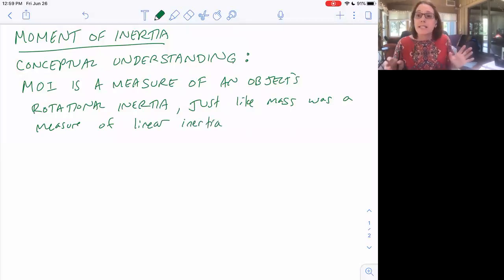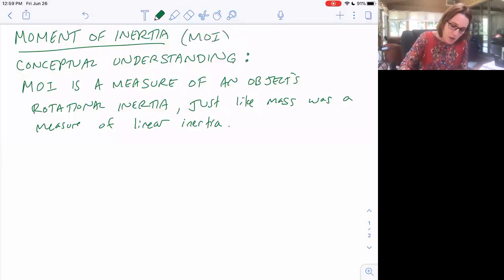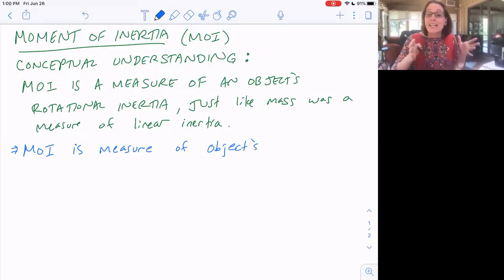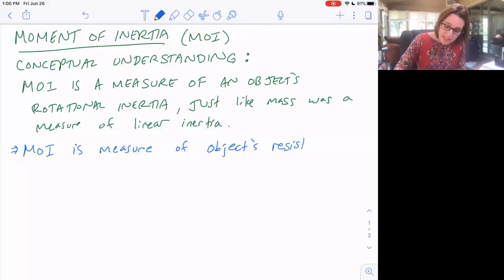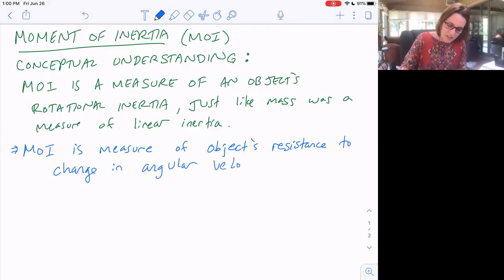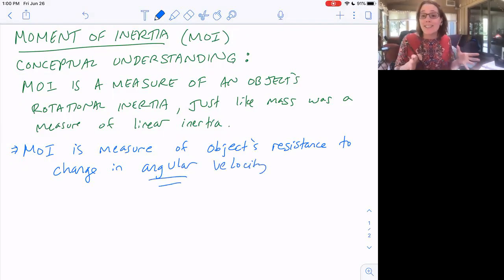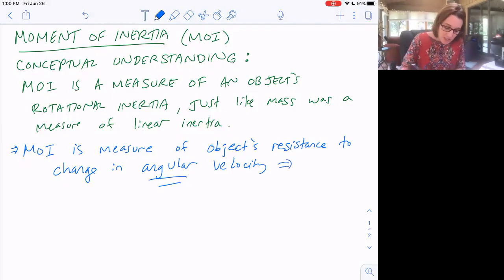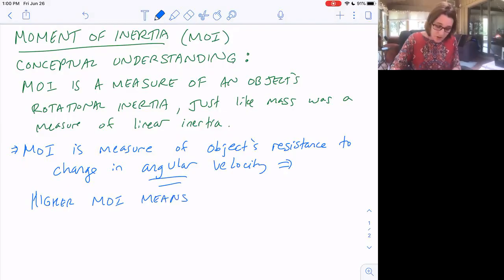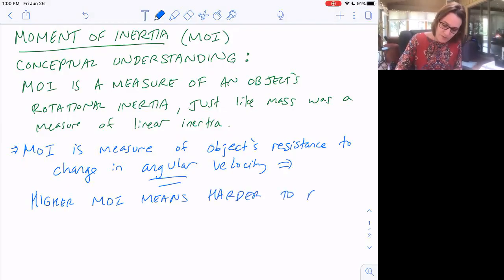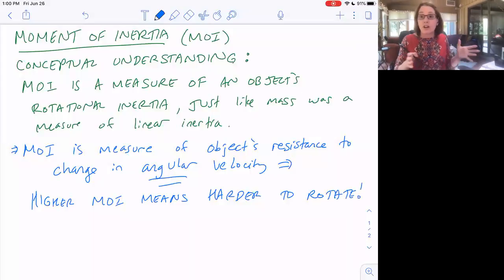So really what it is, moment of inertia, and we often just write this as MOI, is a measure of an object's resistance to change in its angular velocity. So how hard is it to get something to rotate? The key takeaway is that a higher moment of inertia means more inertia, and therefore it's harder to rotate.